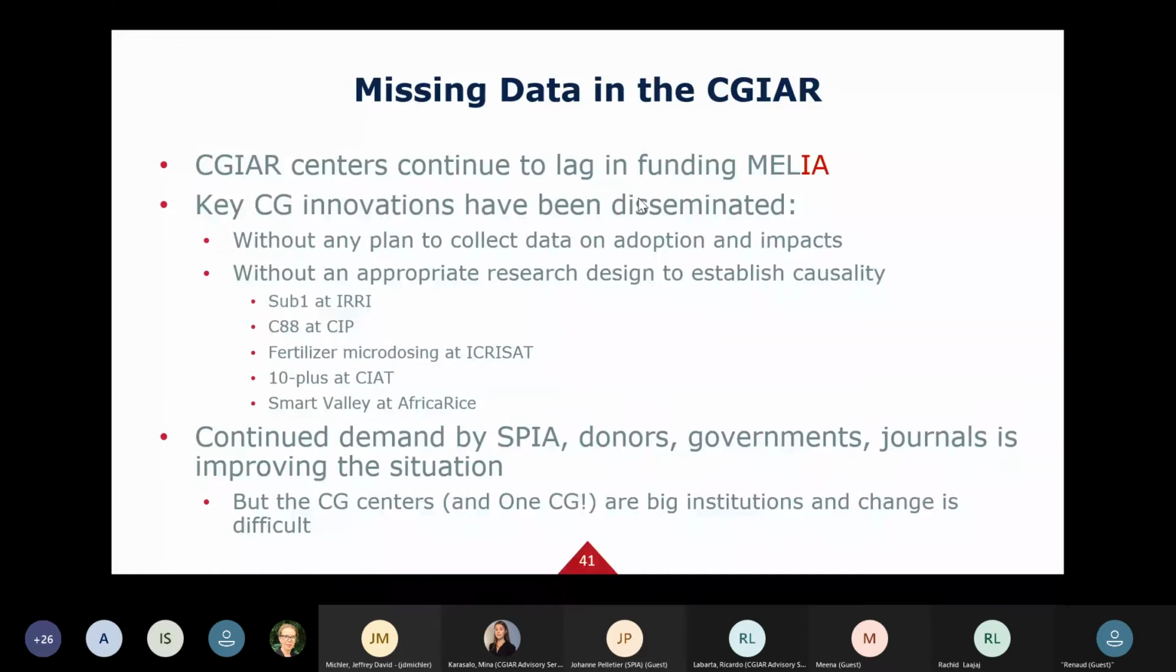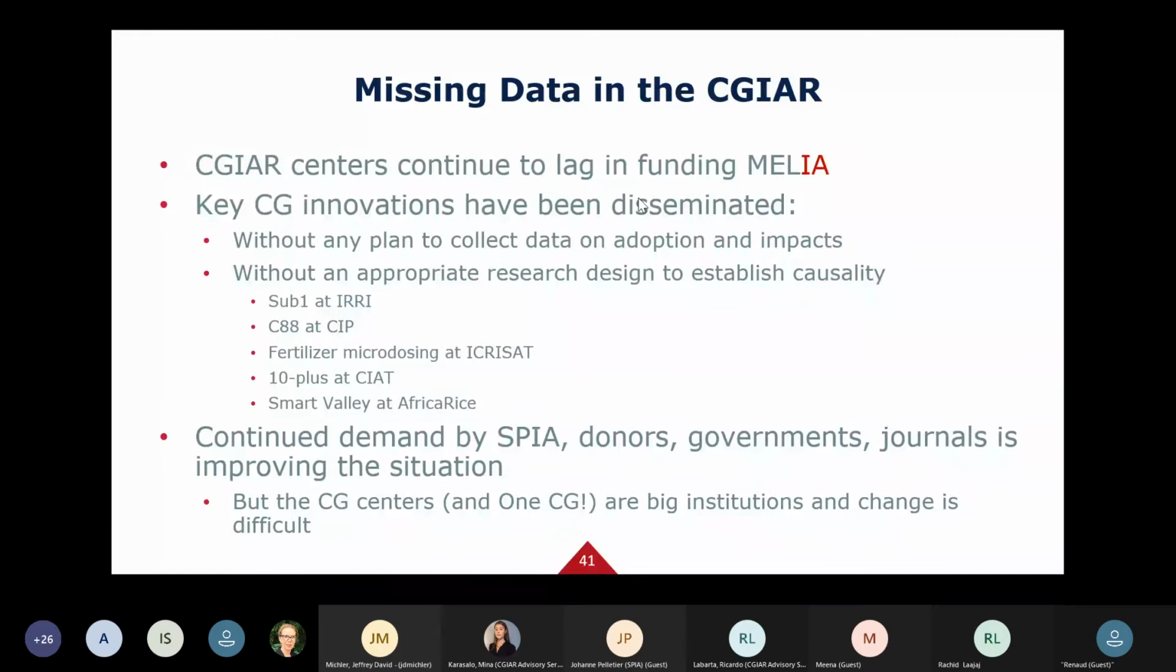This is why SPIA was created. SPIA, with its calls, with Kieran's leadership, donors like Bill and Melinda Gates, governments in the countries that we work in, and then, as researchers, the journals that we submit to are continuing to demand better, more strongly identified impact assessment. The situation is improving, but as all of you who work within the system know, these are big institutions. It takes a long time to change culture. And if we're moving to One CG, just imagine how much longer it might take to change that culture.